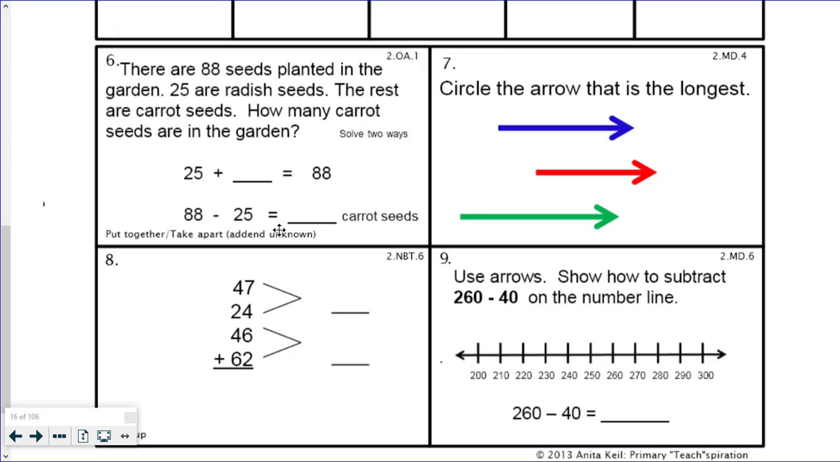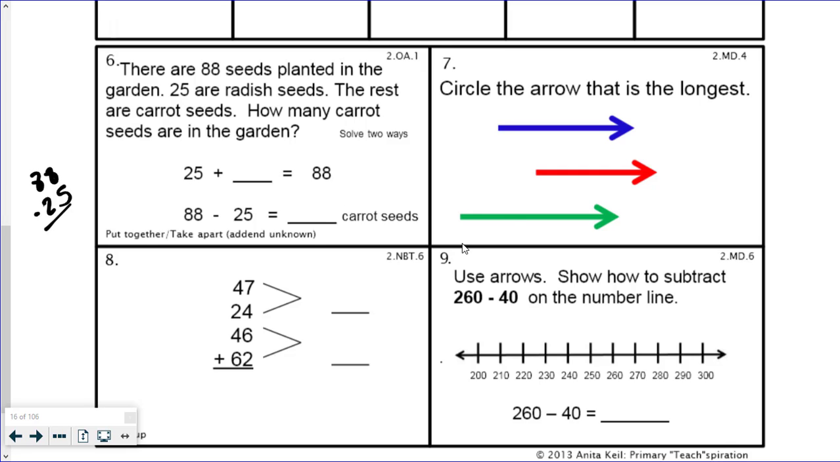So we know that there's 88 altogether, right? And so we know that there's 25 radish seeds, but we don't know how many carrot seeds, this blank here. So to figure out that blank, we can use subtraction. We can do 88 minus 25, and that'll tell us the difference, which will be the number of carrot seeds. So you're going to want to rewrite that problem off to the side, something like this. 88 minus 25 equals, and figure that out. Pause your video, do number 6.